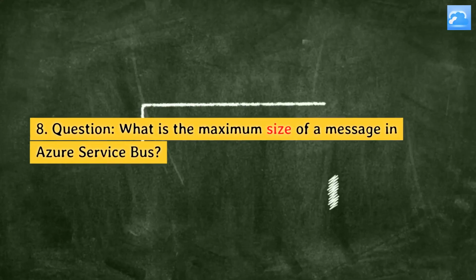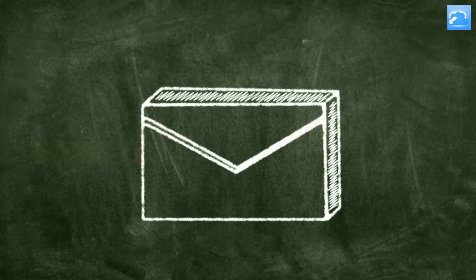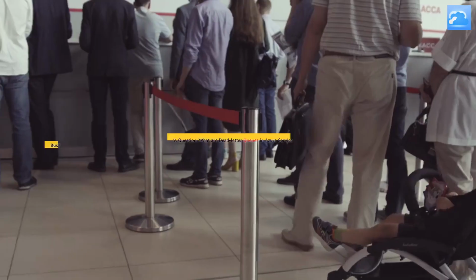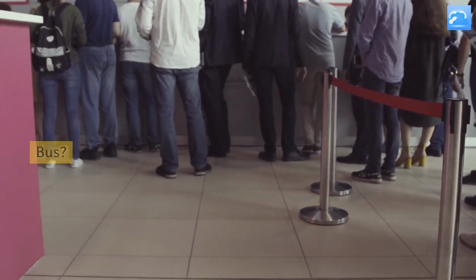8. Question: what is the maximum size of a message in Azure Service Bus? Answer: the maximum message size for Azure Service Bus is 256 kilobytes for standard tier and 100 megabytes for the premium tier.